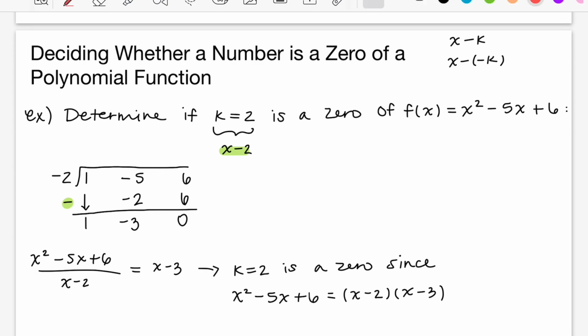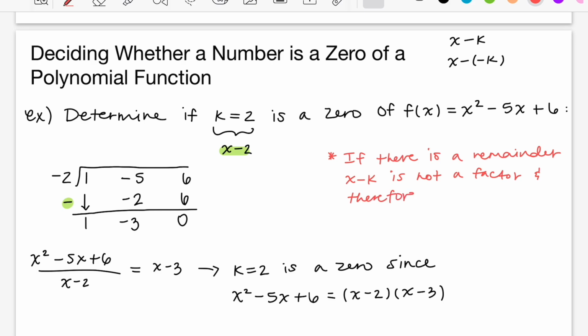Alright, and then something to note here, if we did have a remainder, we would have that this would not divide our polynomial. And so we'd see that x minus k would not be a factor. And therefore, k is not a 0 in that case. But in this case, we had a 0 remainder here, so we found that this was a 0 of our polynomial function.